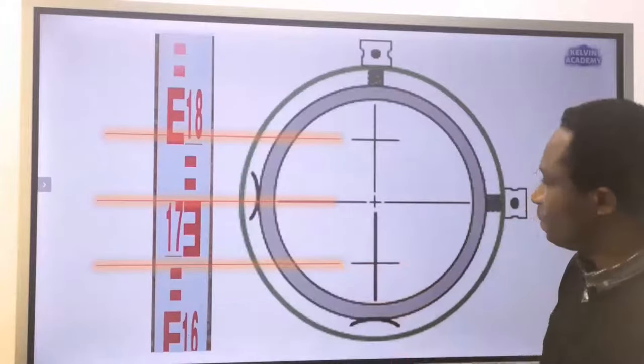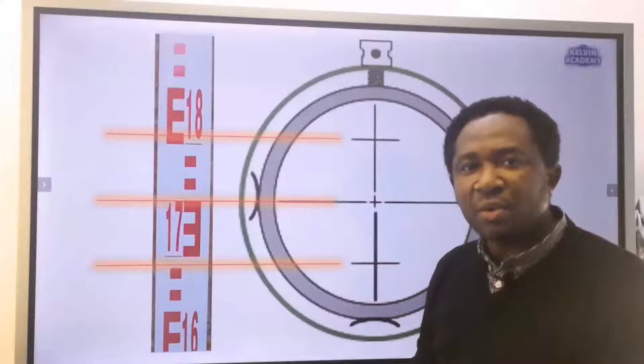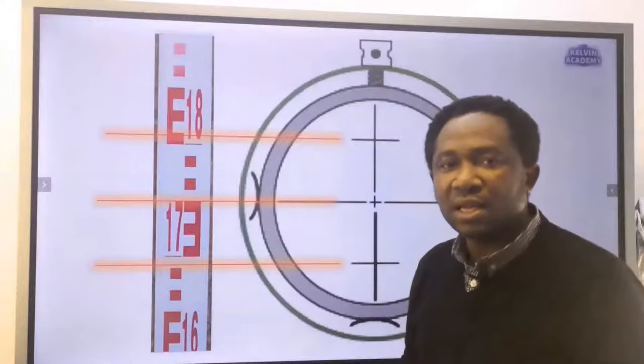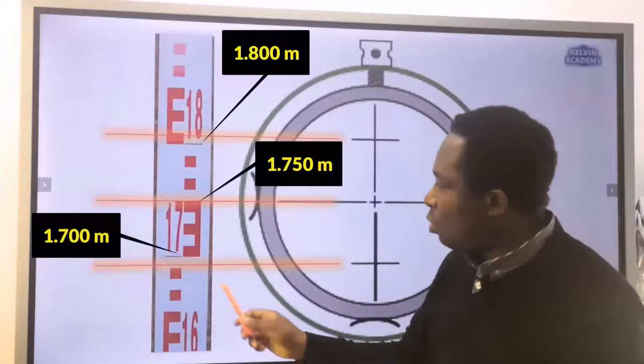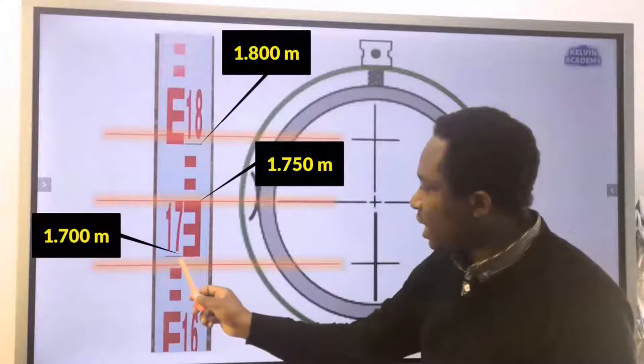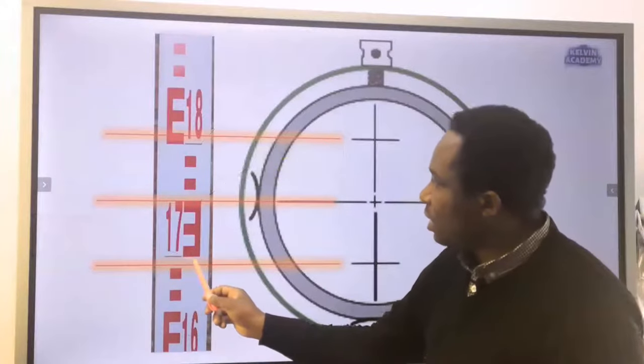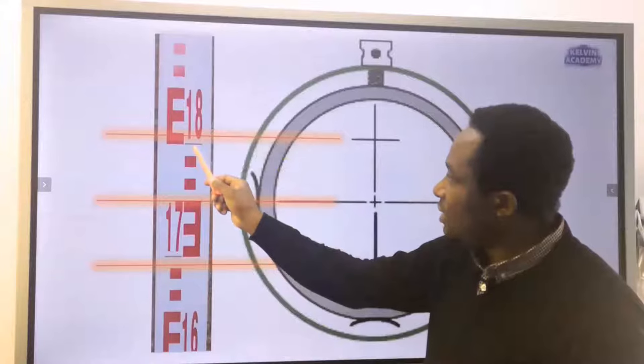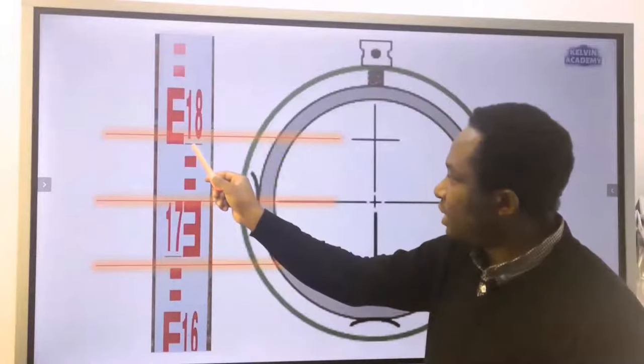Next, look through the lens and let's take the reading for the top hair and for the bottom hair. Next, we are going to take our reading to 3 decimal places. And here we are using the E level staff. 1.7 starts at the bottom of this E, and 1.8 starts at the bottom of the next E.